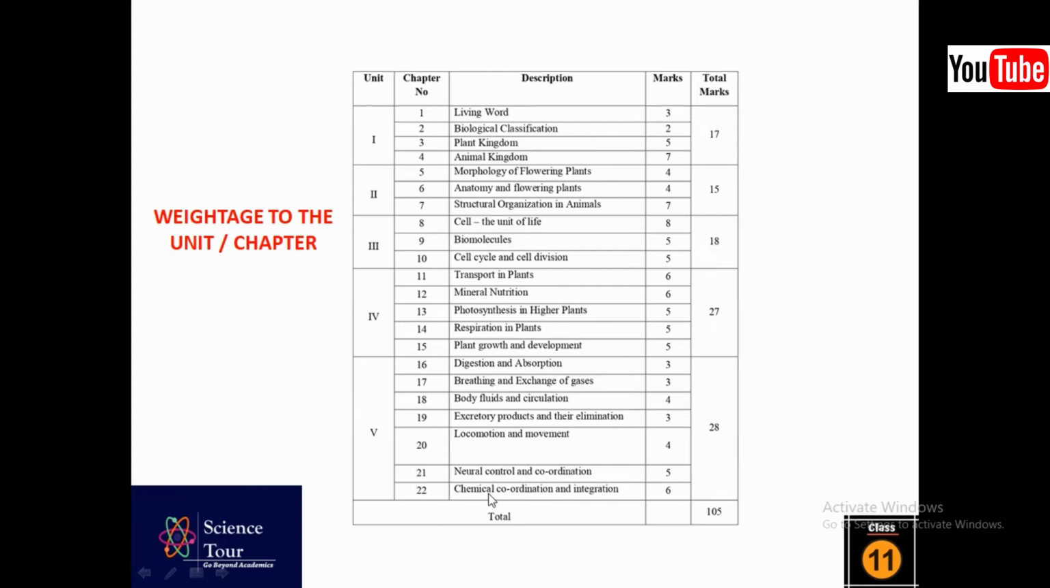Number 21, neural control and coordination. Total marks allotted is 5. Very important. One question of 5 marks, that is skill based, drawing based question may be asked. And the last chapter is chapter number 22, chemical coordination and integration. Total marks allotted is 6, having more weightage for this particular chapter among human physiology. So there may be chance that one 1 mark question and one 2 mark question and one 3 marks question, or one 1 mark question and one 5 marks question from this particular chapter.